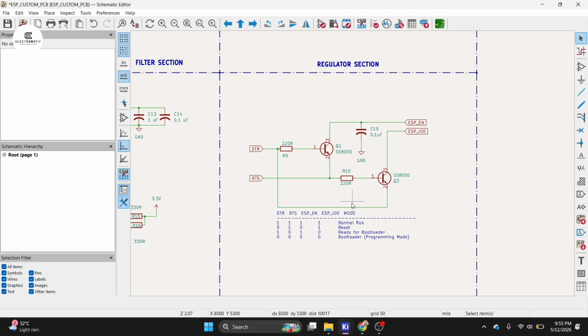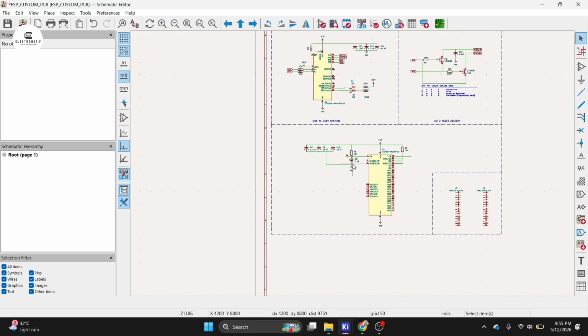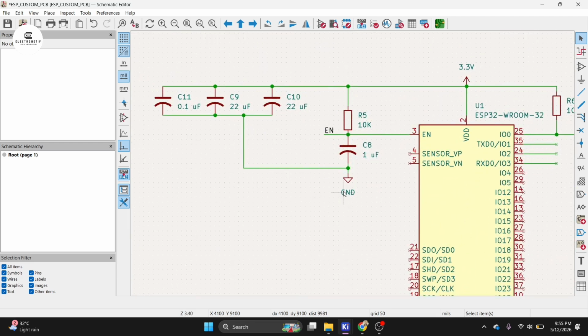Next is the capacitor on the enable line. This capacitor creates a small delay during the reset. That improves reset reliability and prevents unstable startup behavior. Some common mistakes beginners make: wrong TX-RX connection, missing enable capacitor, missing pull-up resistor, incorrect transistor wiring, and no common grounding. These issues can cause upload failure, random restarts, or the ESP32 not being detected.